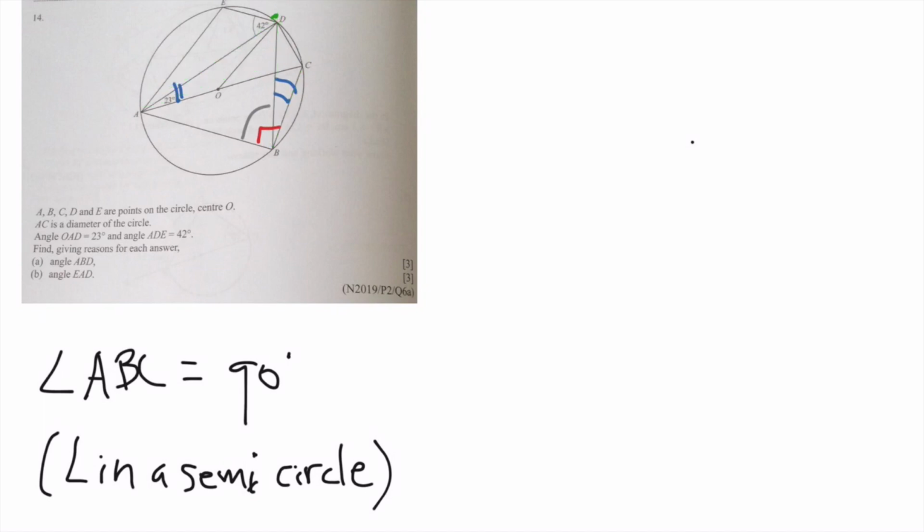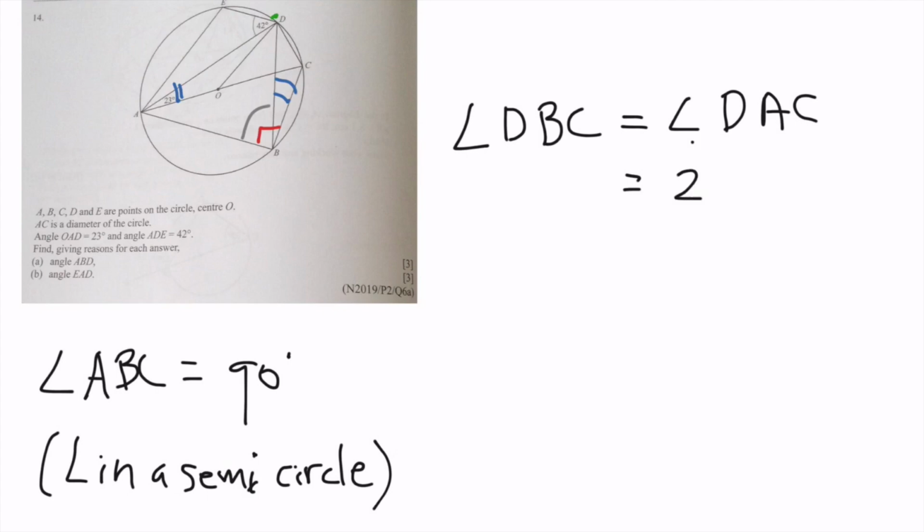So we can write that down. Angle DBC is equal to angle DAC, right? And DAC is equal to 23 degrees. So angle DBC is also 23 degrees. All right, now you get what angle DBC is, which is 23 degrees.